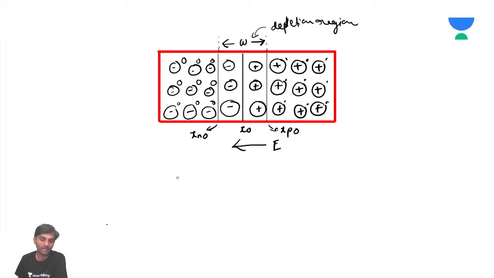Now we will try to calculate what is the value of the contact potential or barrier potential. Now we'll do it for holes first. So see, if you calculate for holes, you will easily understand for electrons, right?